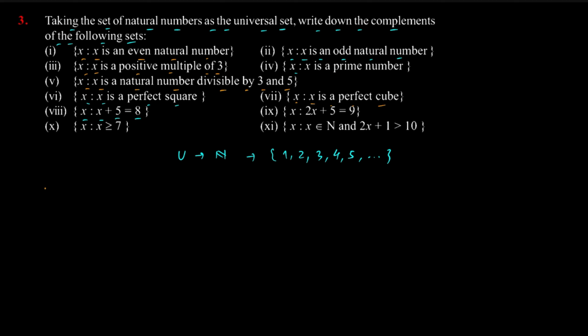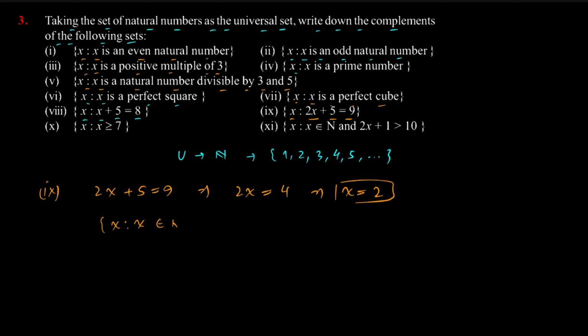Part number next. X such that 2x plus 5 is equal to 9. So here the given equation is 2x plus 5 is equal to 9. On solving, we'll get 2x is equal to 4. That implies x will be equal to 2. So here the complement of this set will be x such that x belongs to natural numbers and x is not equal to 2. That is, this set will be containing all natural numbers excluding 2.